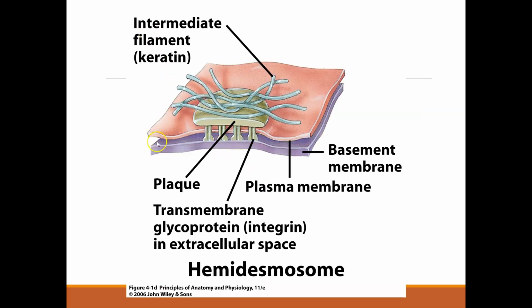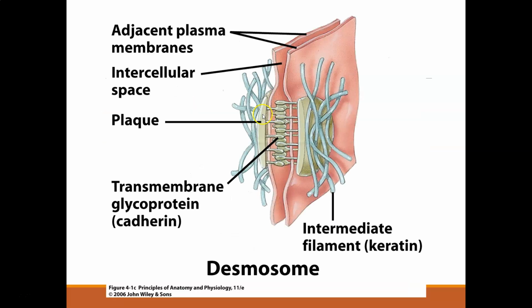So we can see here, here's your basement membrane. Here's your thick transmembrane proteins again, right? And then we still have this thicker plaque and these very powerful intermediate filaments. So you can see because there is no corresponding desmosome in the basement membrane, it's only half of a desmosome. Therefore, it's called a hemidesmosome as compared to a full desmosome, which we see here.